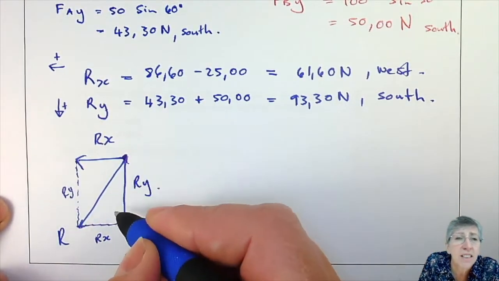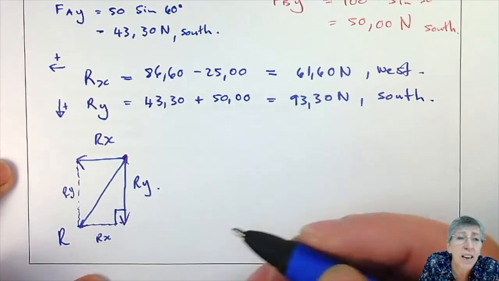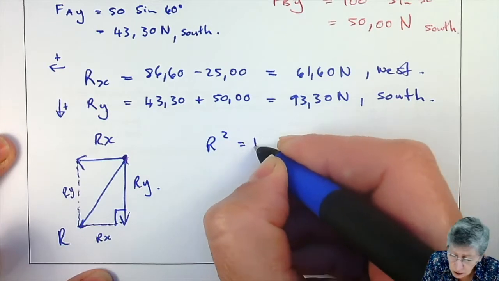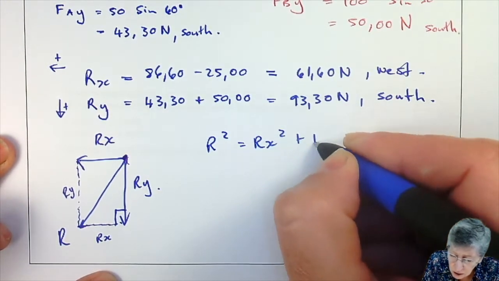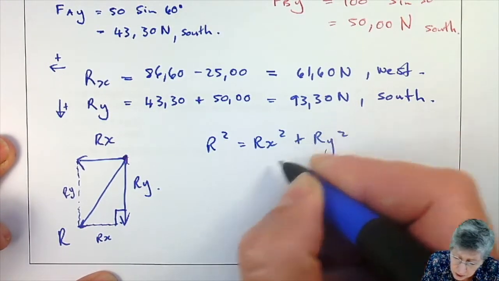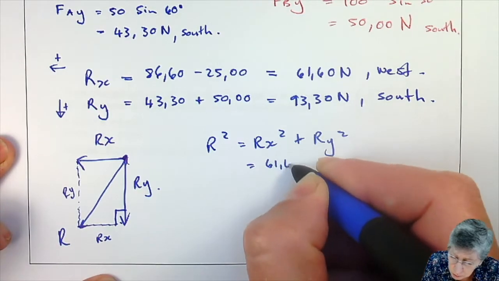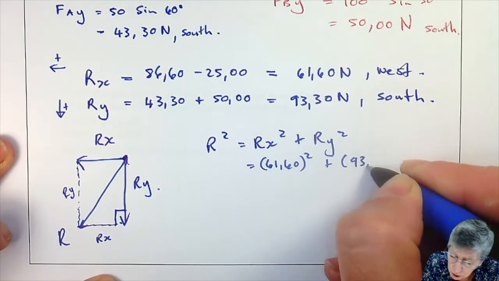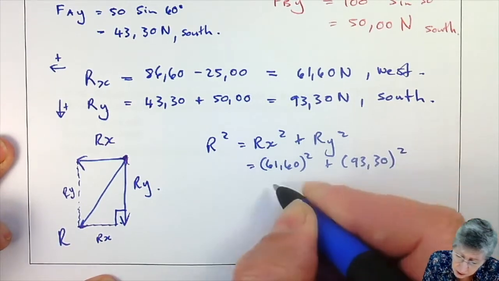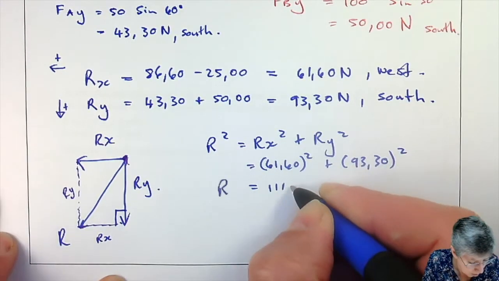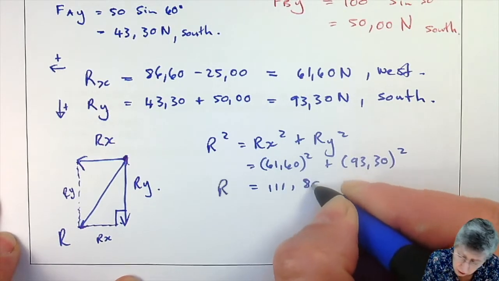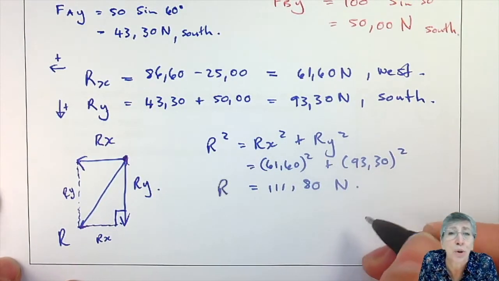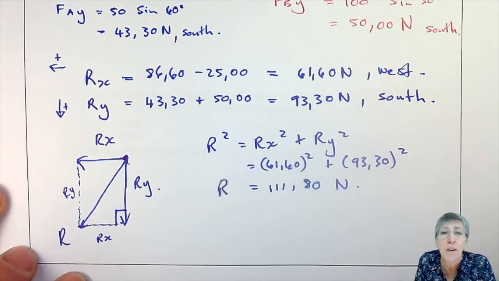Now, since this is a 90-degree triangle, I can easily use Pythagoras. So R squared is going to be Rx squared plus Ry squared, and then I end up with 61,60 squared and 93,30 squared, and that gives me 111,80 Newton. Right, so there I have the magnitude. Now I still need the direction.